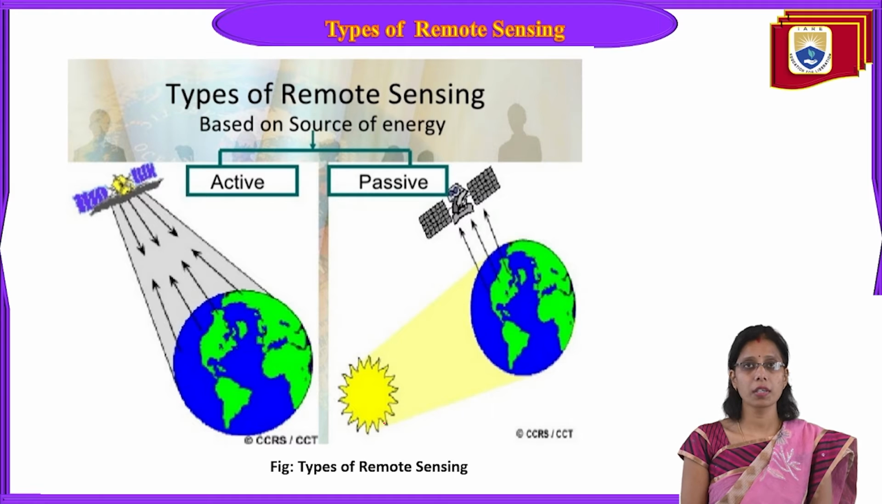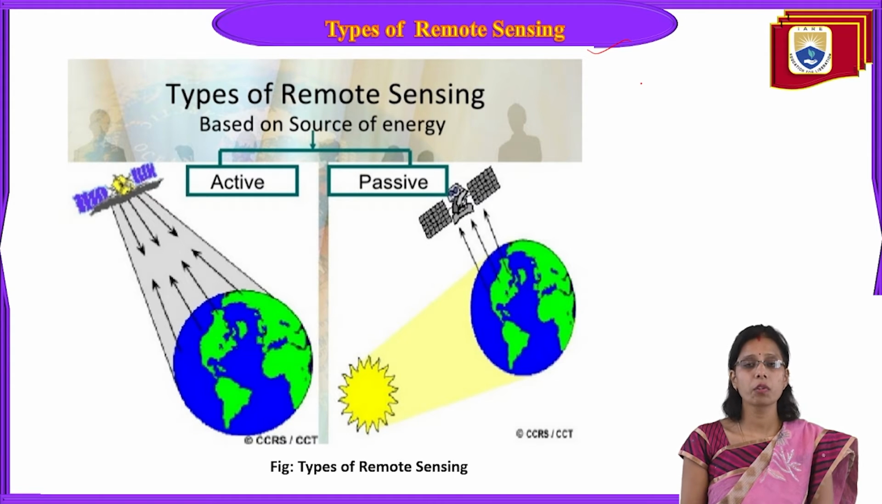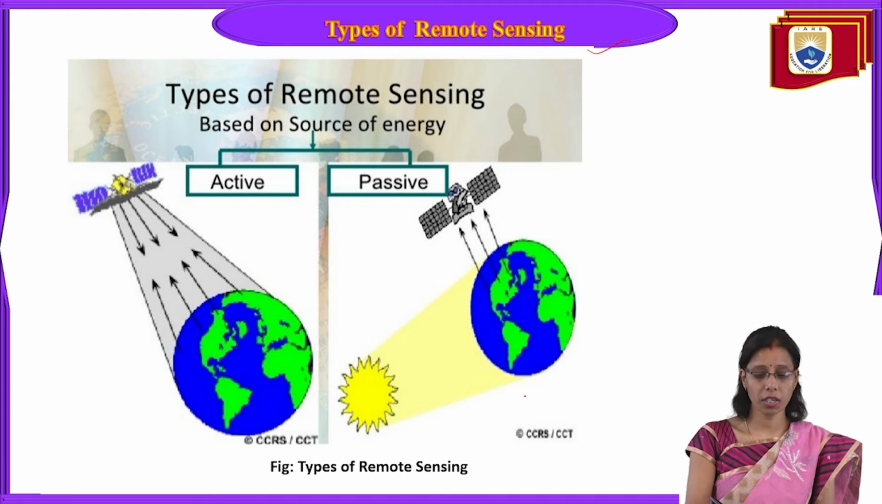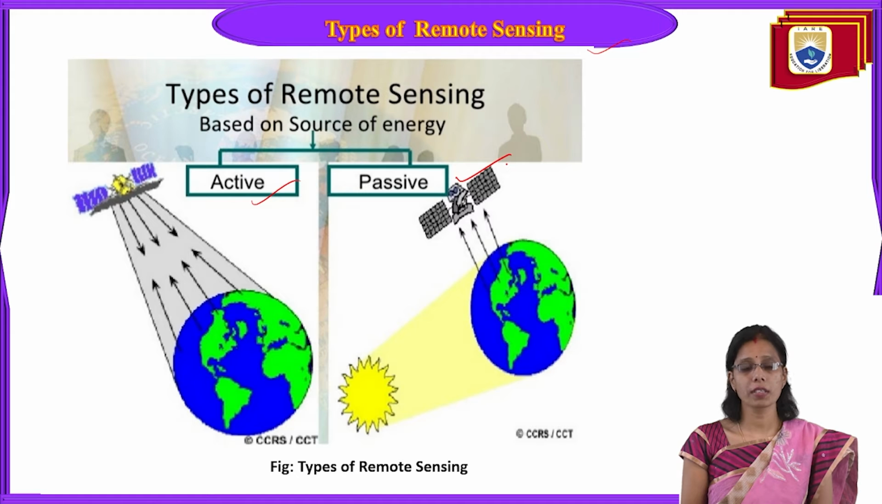Now coming to the types of remote sensing. Till now we have studied different platforms. Now we have different types of remote sensing. Remote sensing means obtaining the information of an object without touching the object. So we have two types of remote sensing here. One is active, another one is passive. So what is active? What is passive? These are two different types of remote sensing.